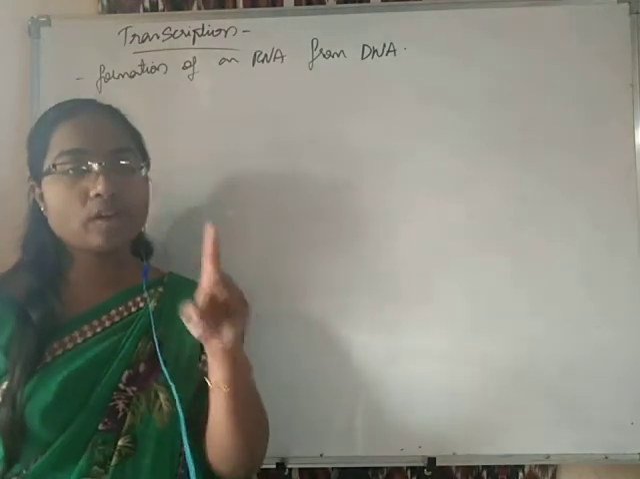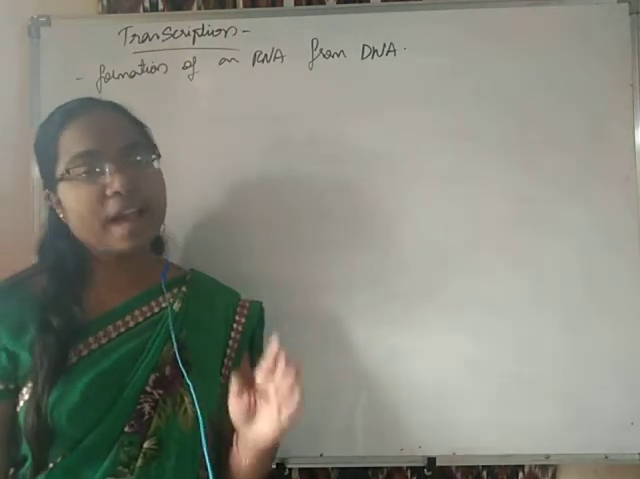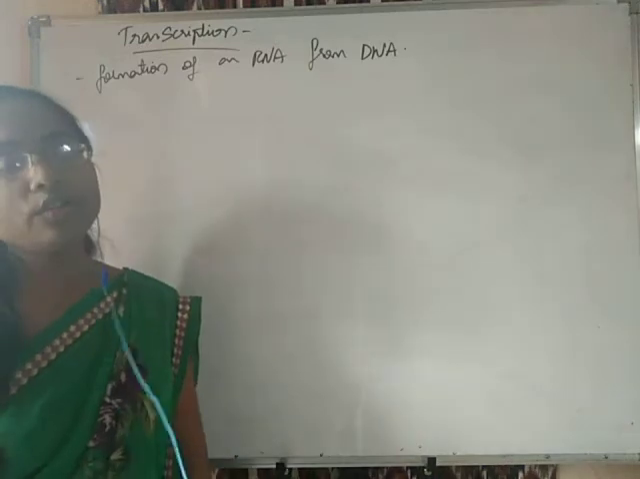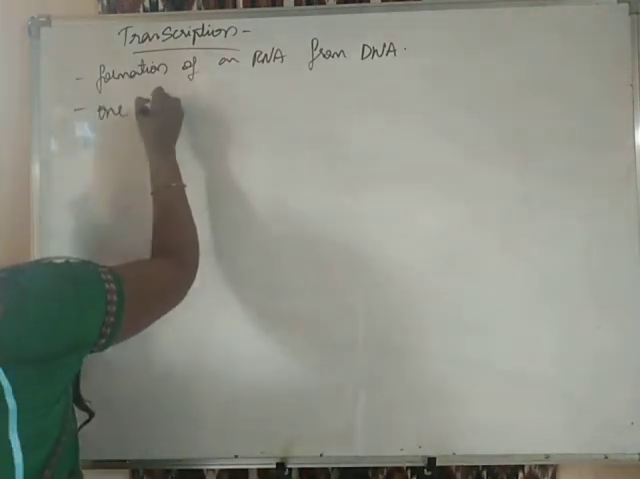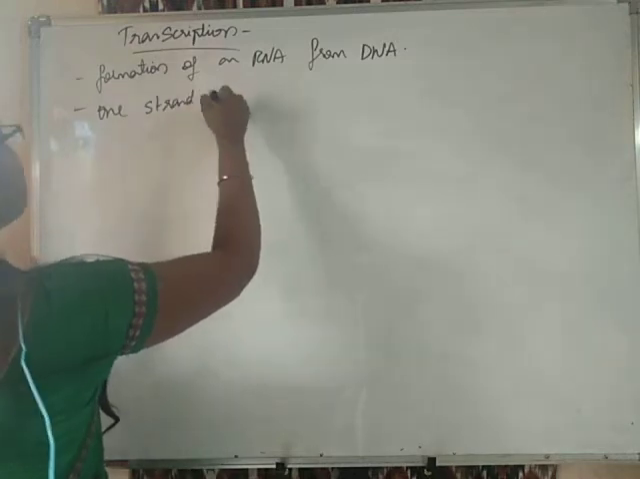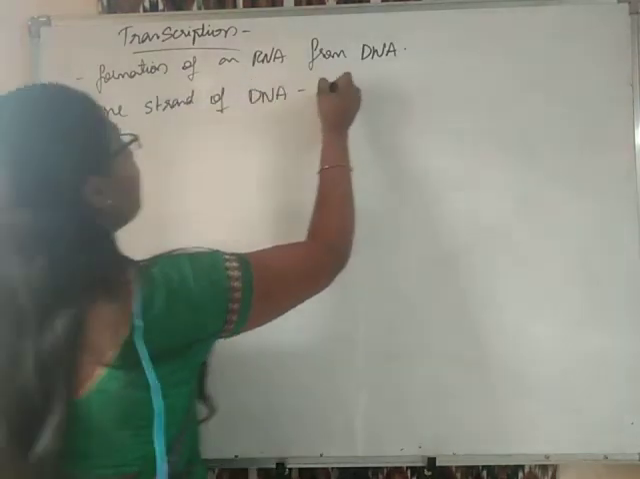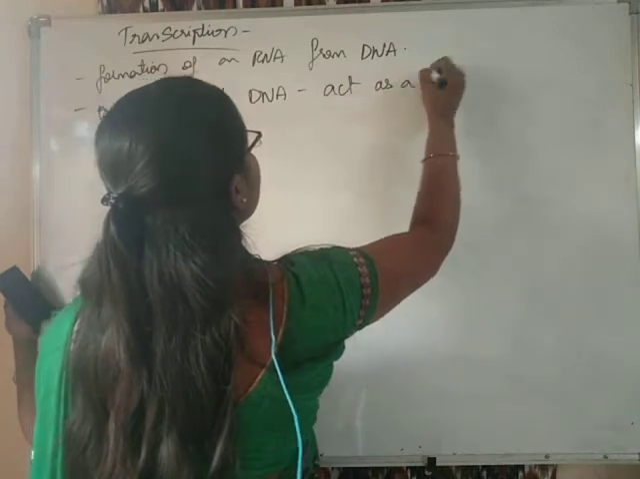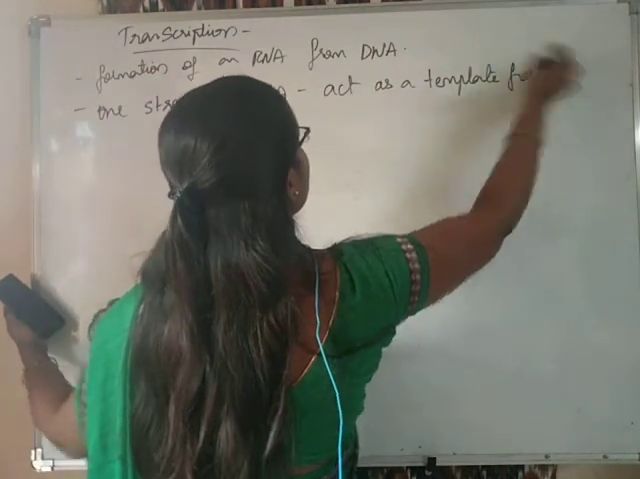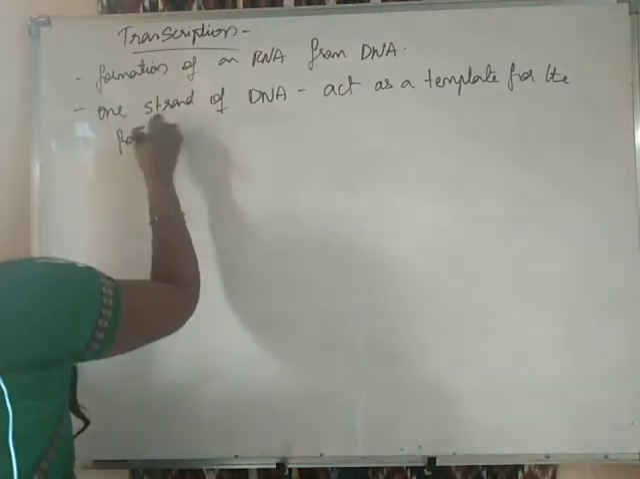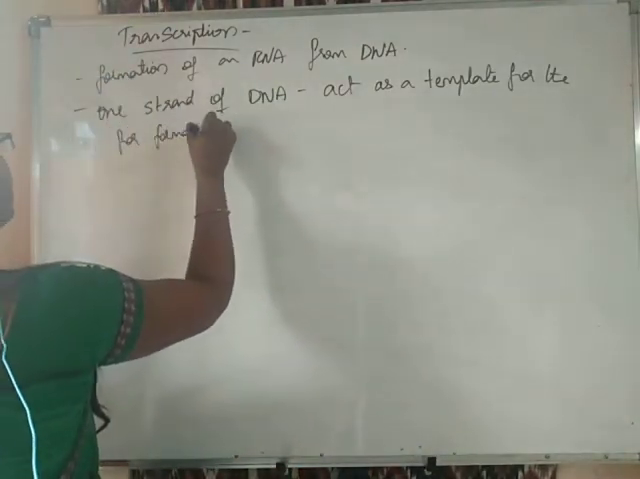Only one strand of DNA will act as a template for the formation of RNA. Okay, one strand of DNA will act as a template for the formation of RNA.